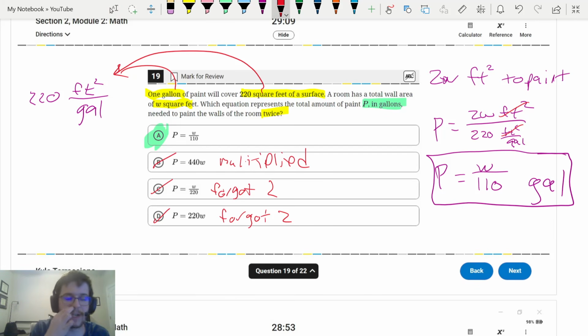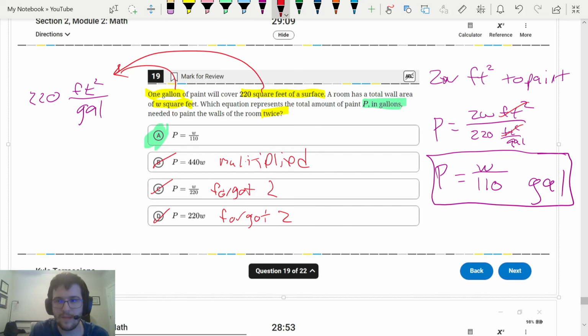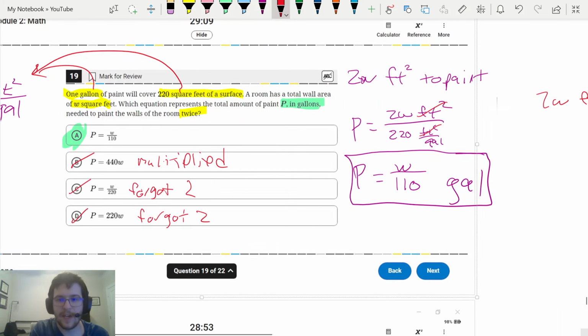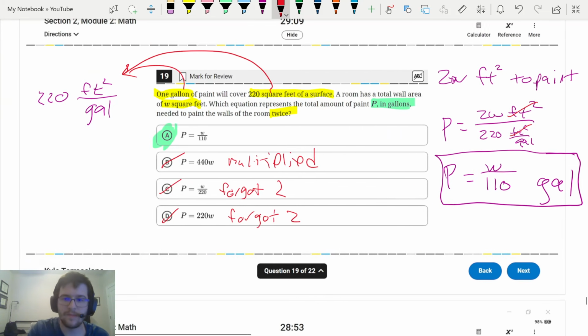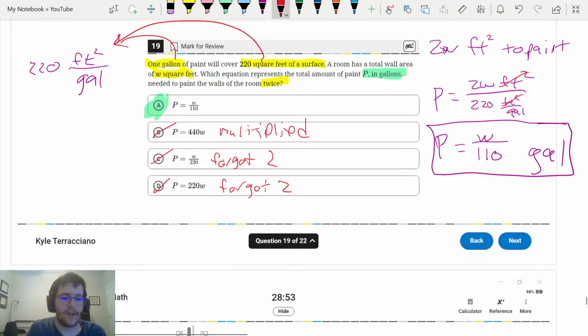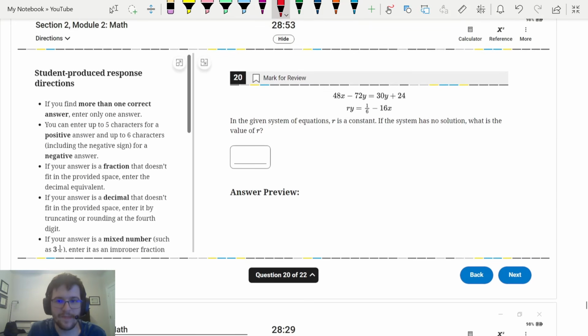So you can kind of use process elimination if you didn't see it. But you really, again, it's like you just had to have good unit sense for this one to set it up yourself. And you had to recognize that it said twice, so we need to do 2W. Okay, great. Almost done. We're almost there.